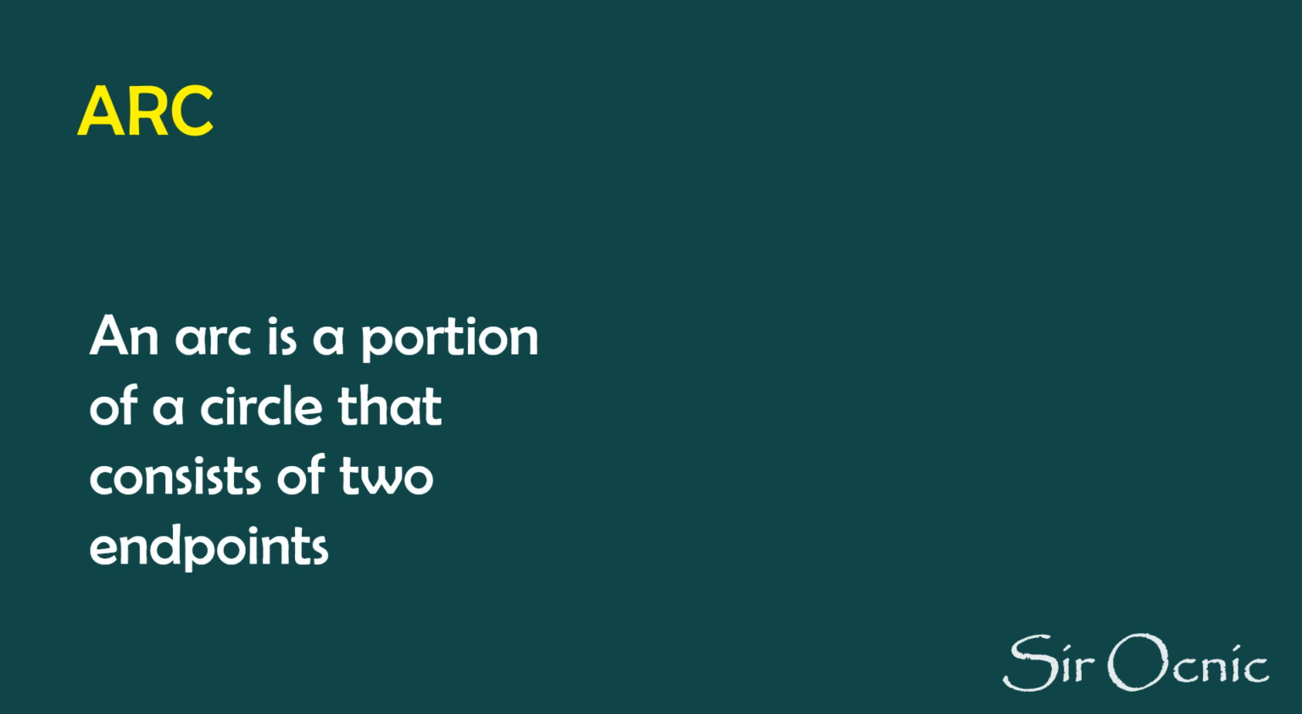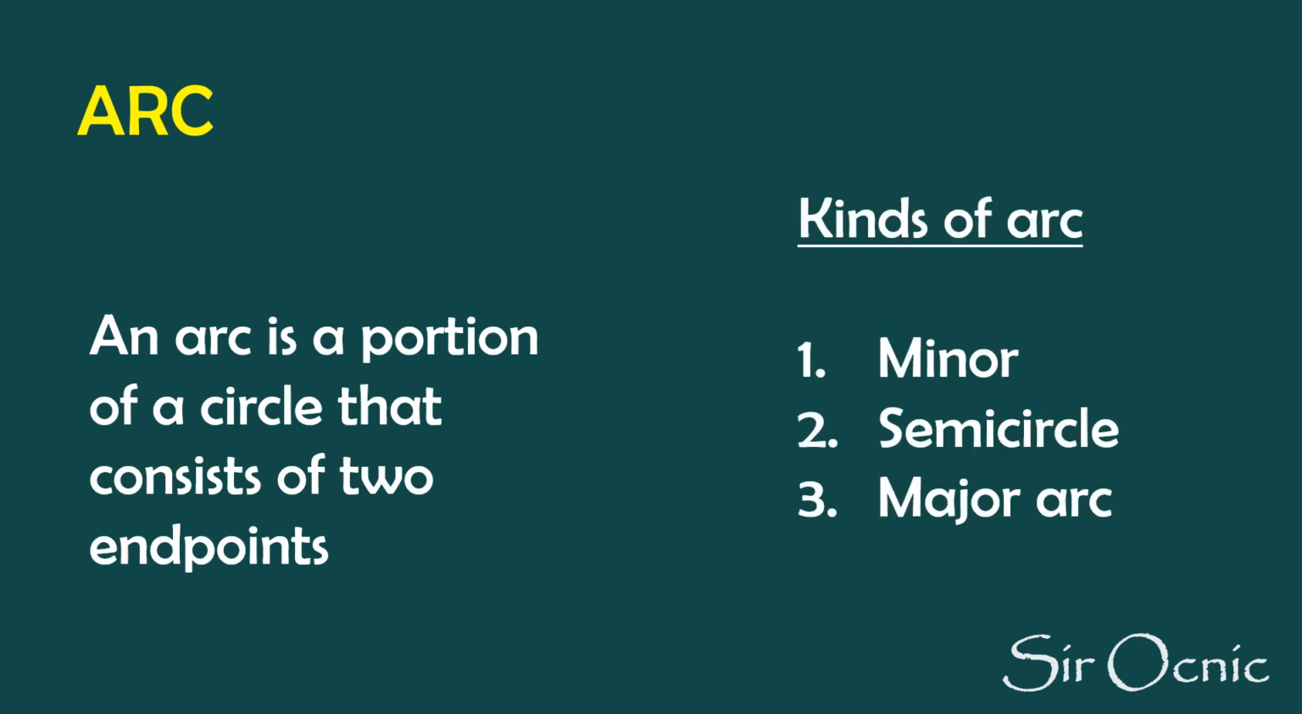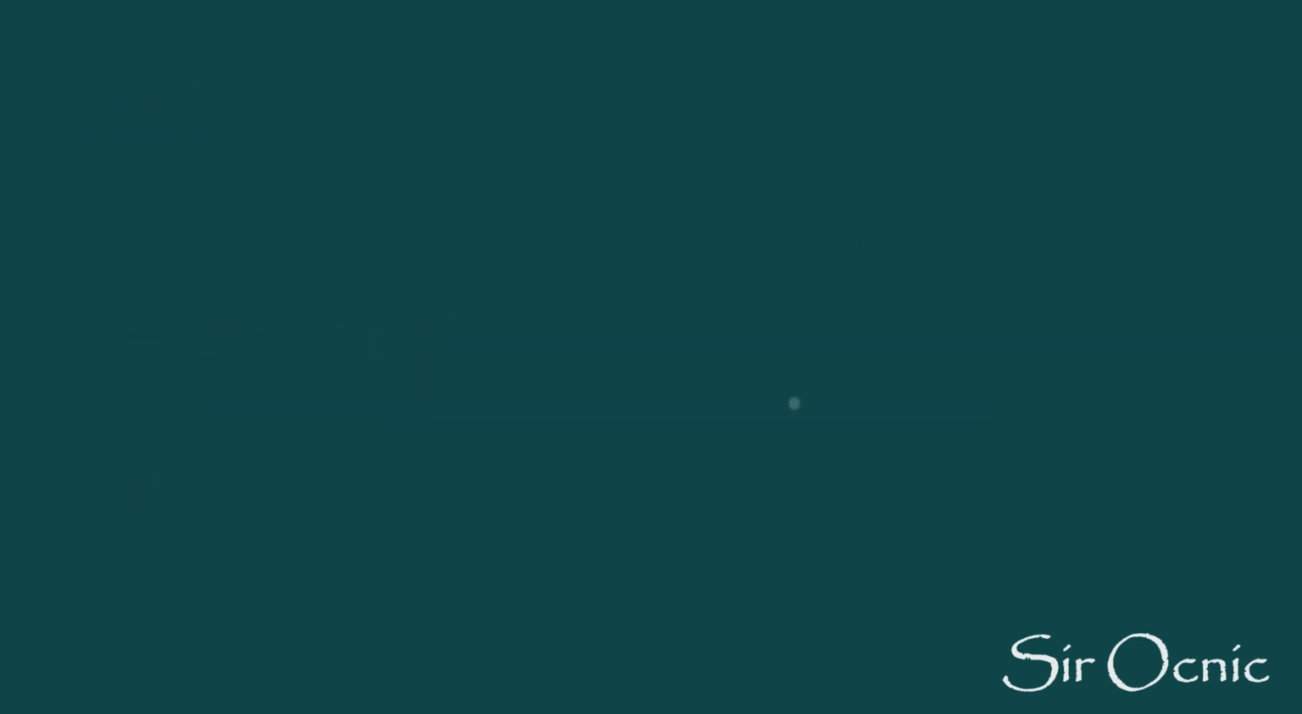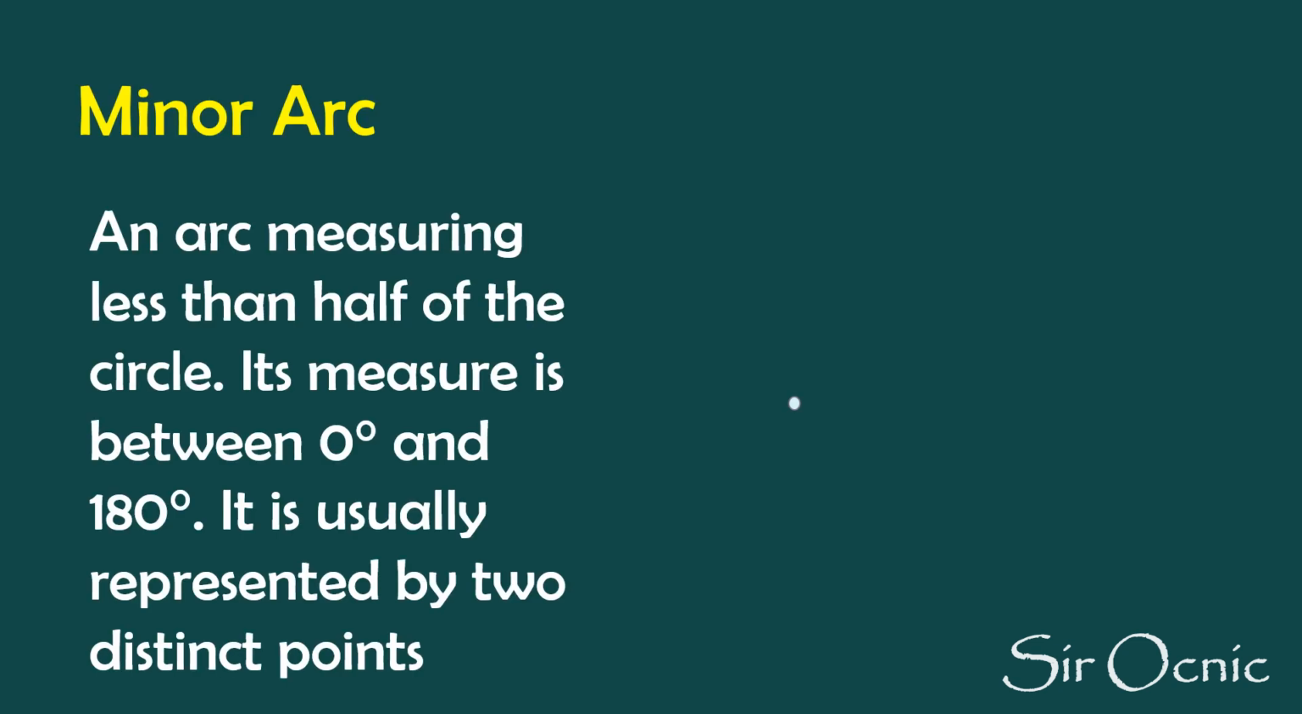An arc is defined as a portion of a circle that consists of two endpoints. We have three kinds of arc. We have minor, semicircle, and the major arc. A minor arc is an arc measuring less than half of the circle. Its measure is between 0 and 180 degrees. It is usually represented by two distinct points.